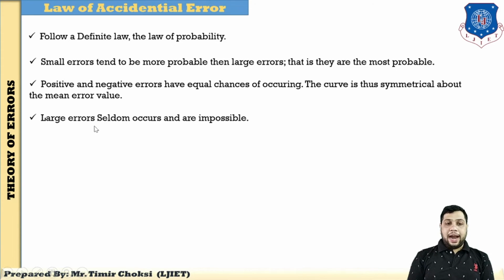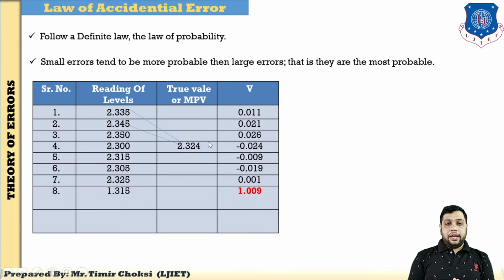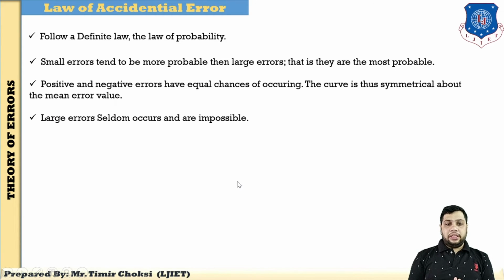And last, a larger error seldom occurs, meaning it may occur but is nearly impossible. You know that if I have taken 8 observations of level readings, only one observation has a larger error. So larger errors seldom occur or are impossible. So this is called the law of accidental error.